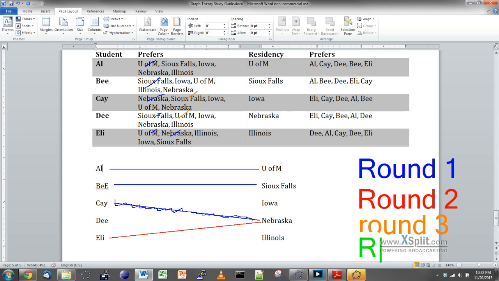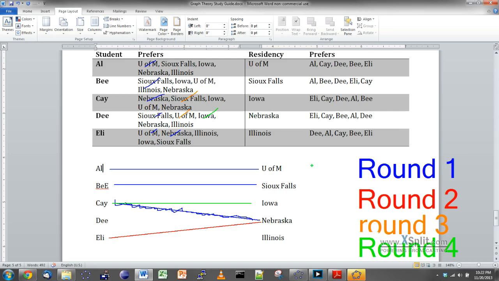Round four. K and D are both going to propose to Iowa now. Iowa's going to choose one of them. It looks like Iowa likes K better, so they're going to get rid of the D proposal. K is connected. D did not get Iowa. D is going to propose to Nebraska next. This is going to be round five.